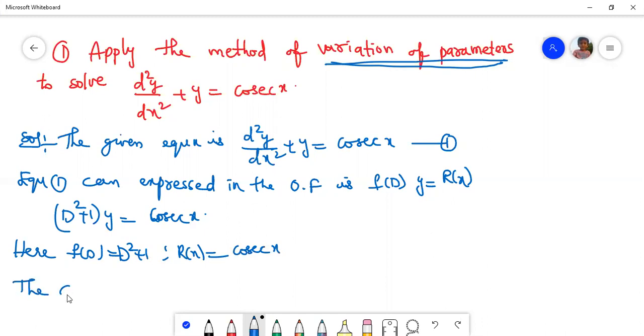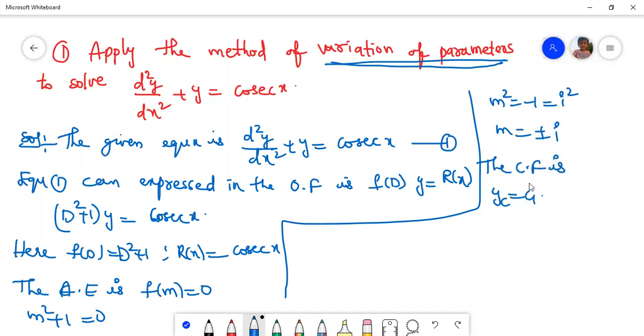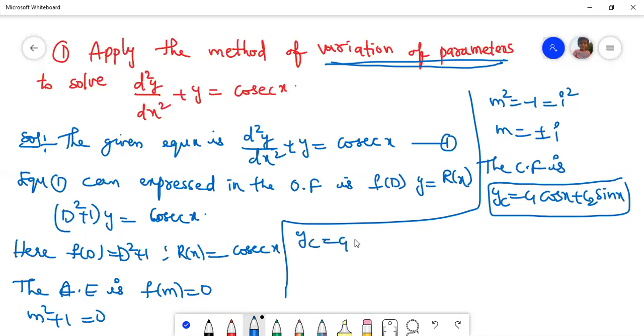To find the complementary function using the auxiliary equation, that is f of m equal to 0, here that is m square plus 1 equal to 0. From this, m square equal to minus 1, it is i square, m equal to plus or minus i. The complementary function is yc equal to c1 cos x plus c2 sin x.